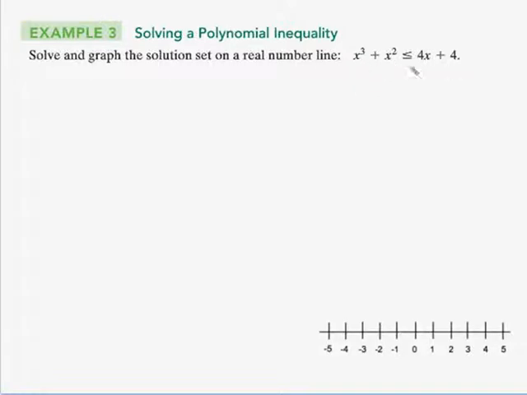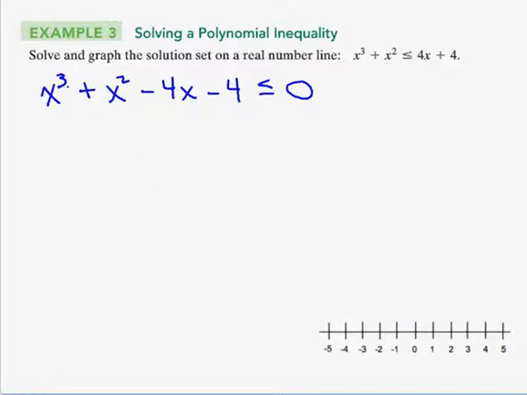Ooh, now this is a little more complicated than the ones we saw in class yesterday. But the song and dance is the same. We're going to get everything on the left side and set it less than or equal to 0. So on the left, I already have my x to the third and my x squared. I will subtract my 4x and subtract 4 from each side. And now we are less than or equal to 0.